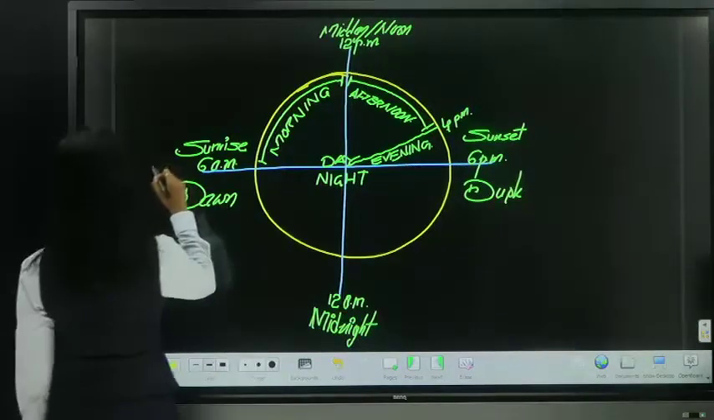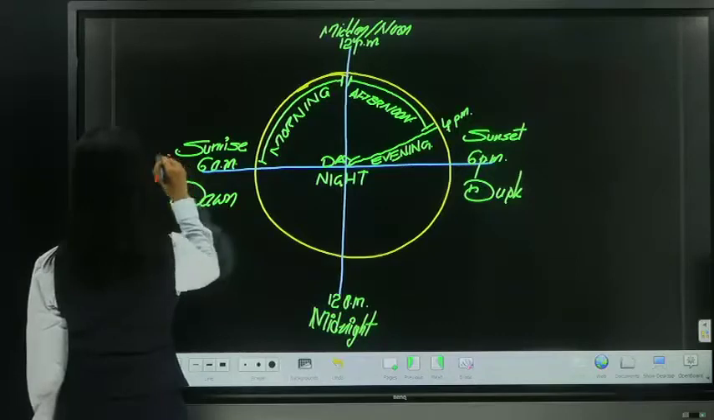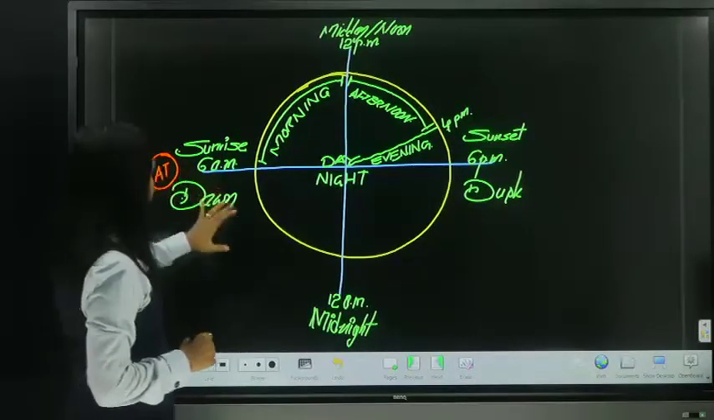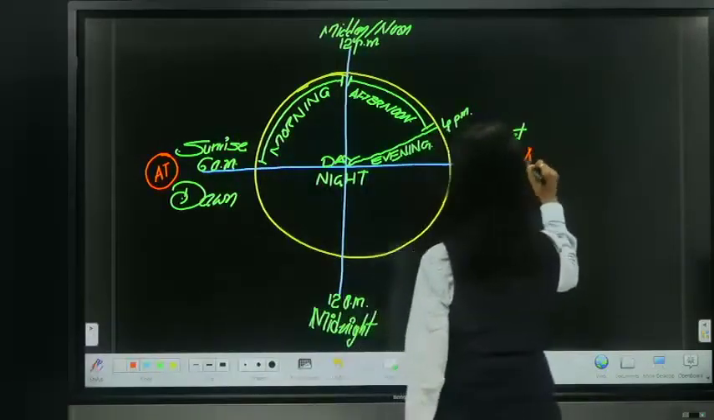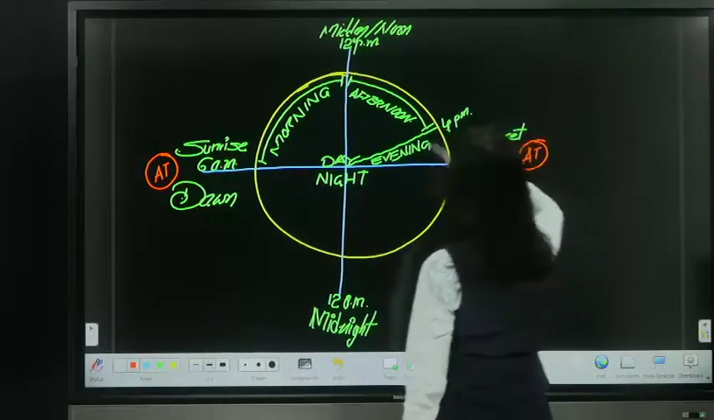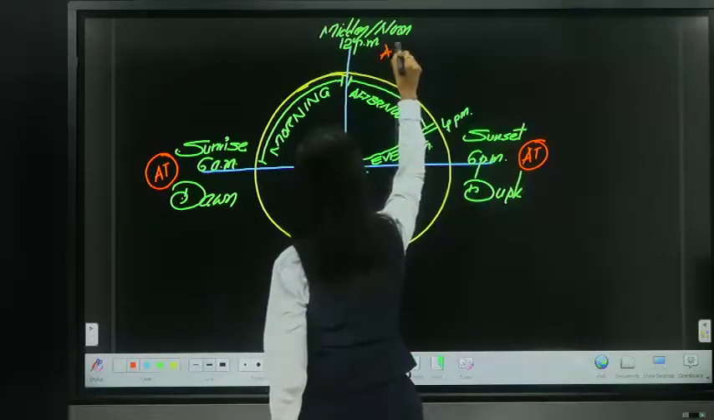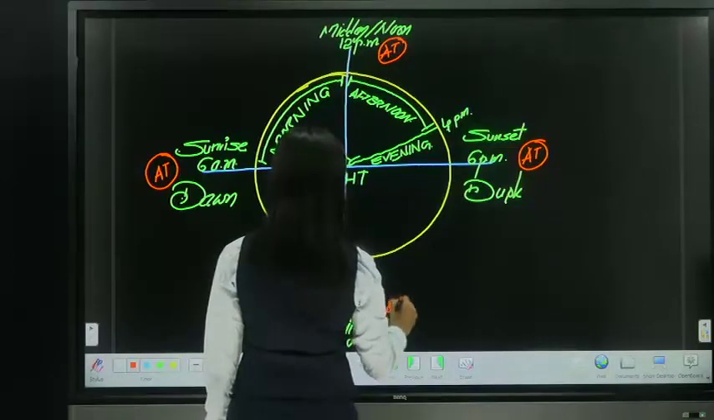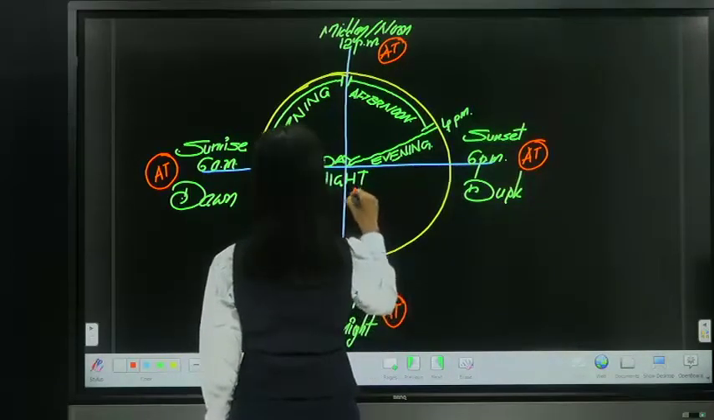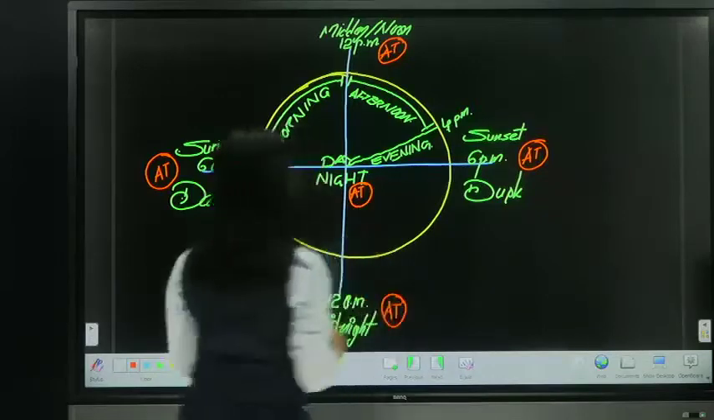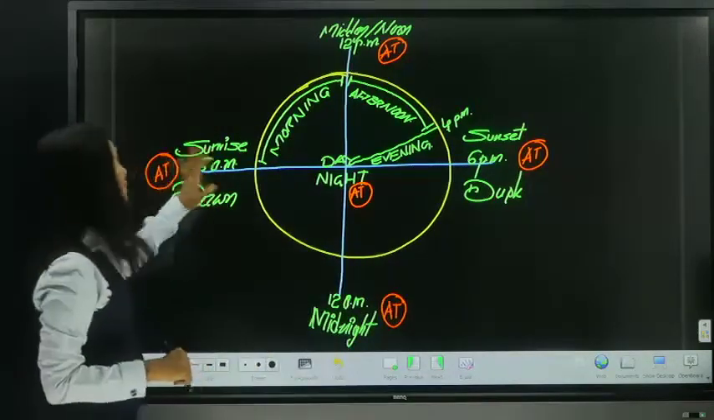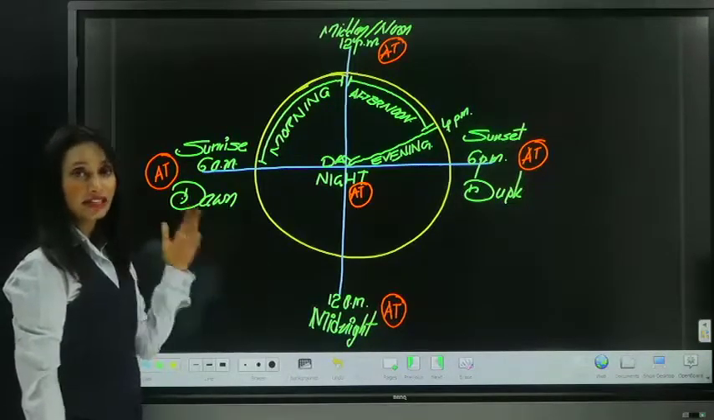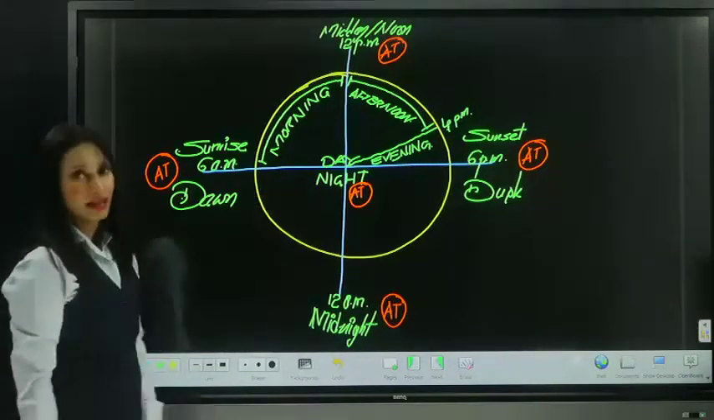Now, having learned about the day, quickly let me give you the prepositions which you must use. We use preposition at for sunrise, dawn, at sunrise, at dawn, at sunset, at dusk, at midday, at noon, at midnight, at night. We use preposition at before these words: sunrise, sunset, dawn, dusk, midday, midnight, noon, and also night.